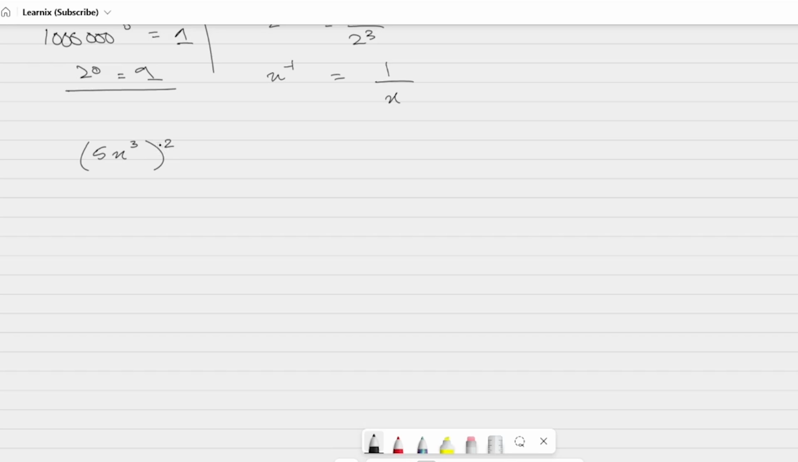We have square over here. What's the square of 5? That's going to be 25, right? And now what's the square of x to the power of 3, right? We did this. 3 times 2, 6, right?